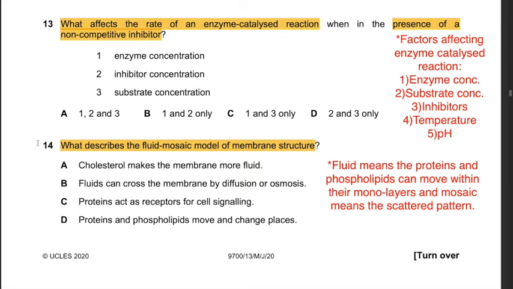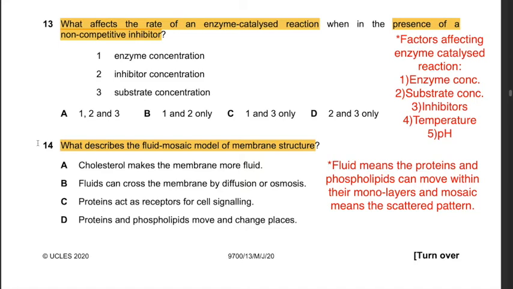They have given the options as 1. Enzyme concentration, 2. Inhibitor concentration, 3. Substrate concentration. Factors affecting enzyme catalyzed reactions are enzyme concentration, substrate concentration, inhibitors, then there is temperature and pH. Therefore, if you go through these options, option 1, 2 and 3, all of them do affect the rate of an enzyme catalyzed reaction, even if it's non-competitive or competitive inhibitor.